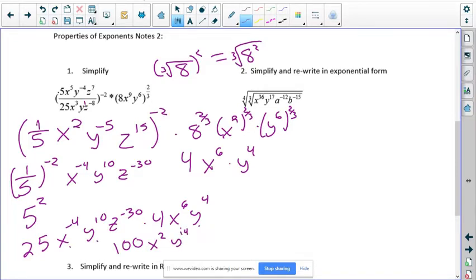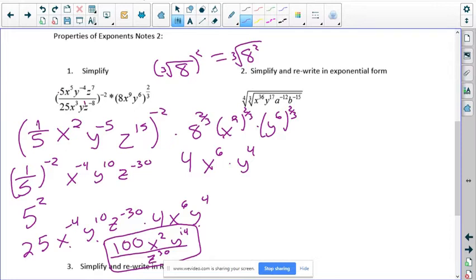And then we don't have anything to multiply the z to the negative 30th by. So we could write z to the negative 30th, or since it's a negative exponent, we can write it as a positive exponent in the denominator, which will give us our end answer.